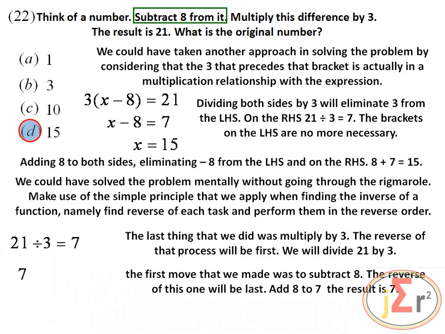So we are going to reverse that operation, which is we are going to reverse the subtraction of 8, which is the addition of 8. So we will add 8 to 7. The result will turn out to be 15. So 7 plus 8 is equal to 15, and we have arrived at our answer. So in arriving at our answer, we did the reverse of each operation, and we performed them in the reverse order.